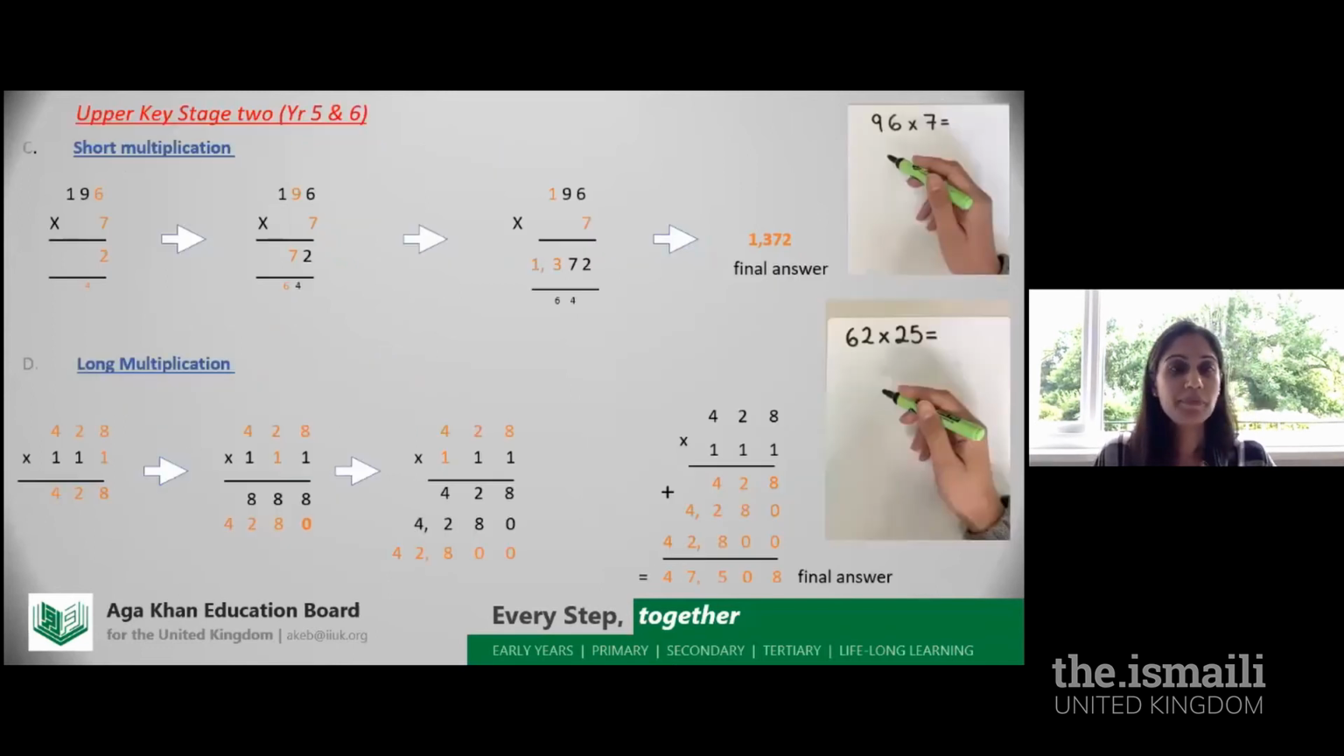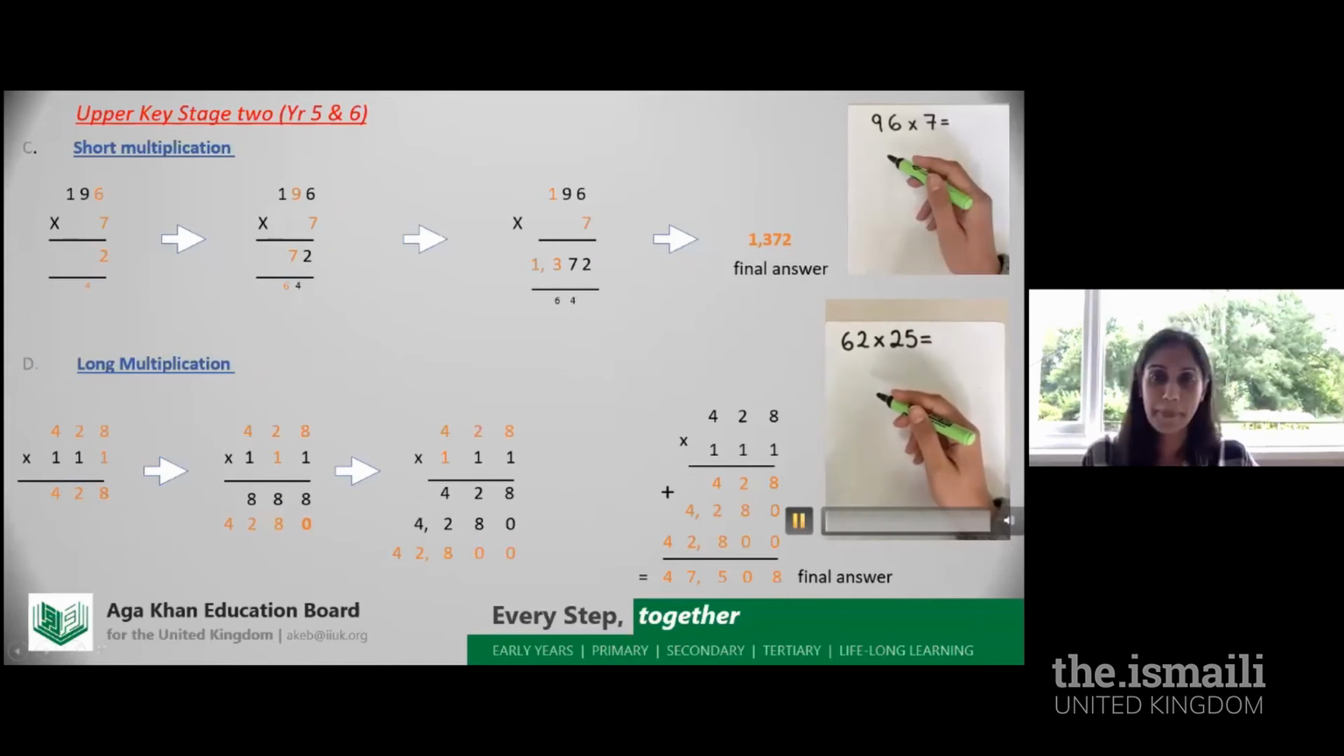Next slide. Okay, so moving to the end of primary school. So by the end of year 6, children should be able to work out multiplication either using the short multiplication method or the long multiplication method. And we'll also look at the box method in the next slide. So if we just have a look at the video which shows the long multiplication.